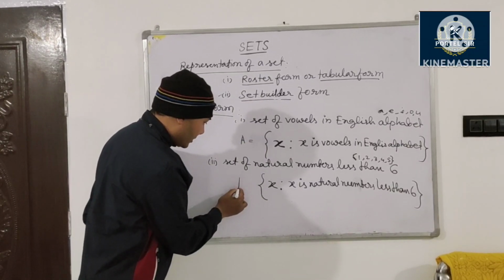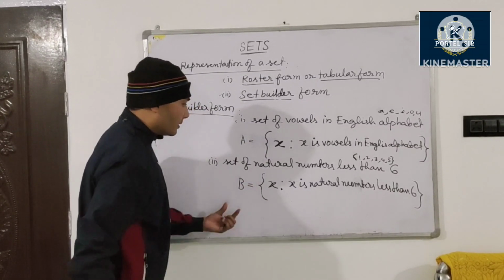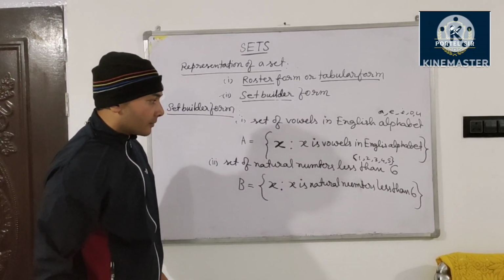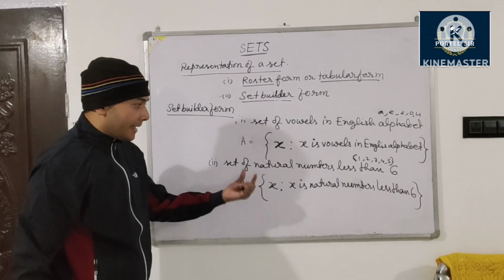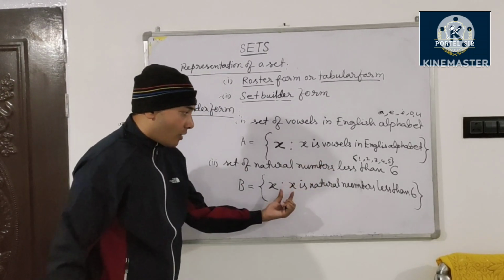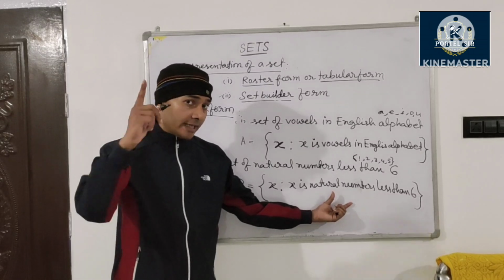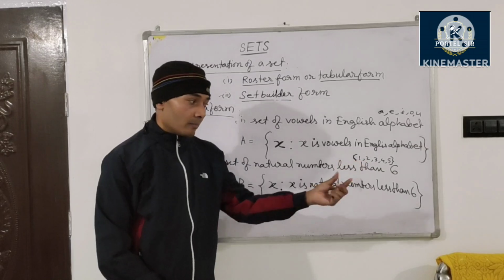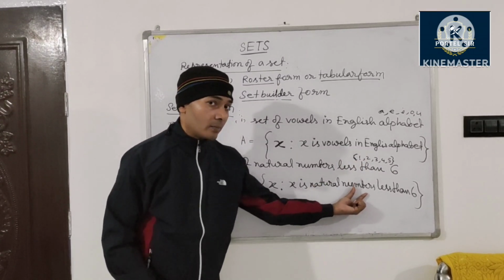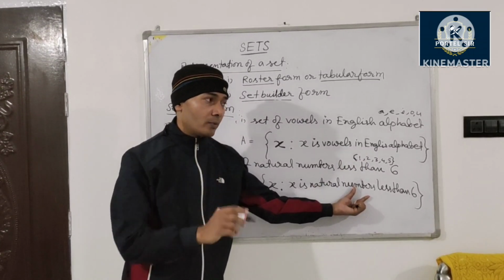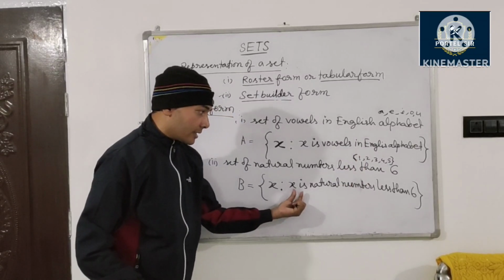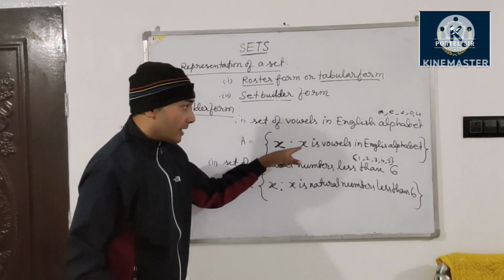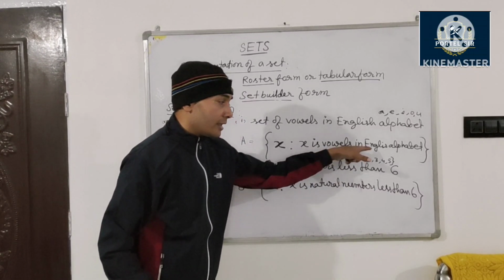Suppose you can write this one set B, no problem. In this way we can write set builder form. See, can you see? We are not writing all the elements in the second bracket, whereas in roster form we used to write all the elements, but here we are writing only the property. What property? Common property of elements we are writing. X is natural number less than 6. This is the property, remember. This is the property, and this is also property. X is vowels in English alphabet.